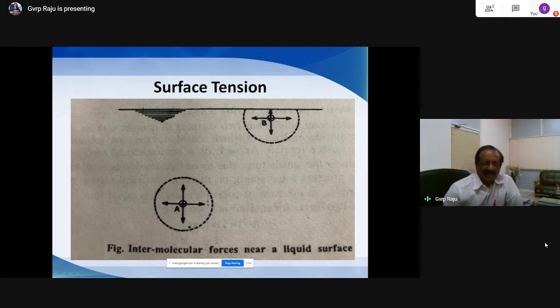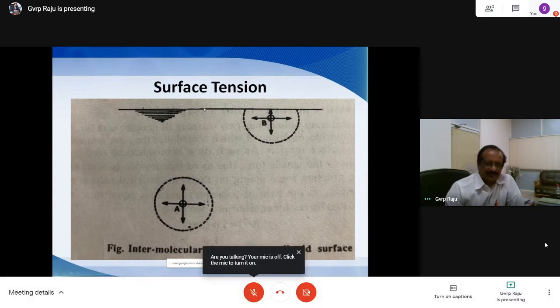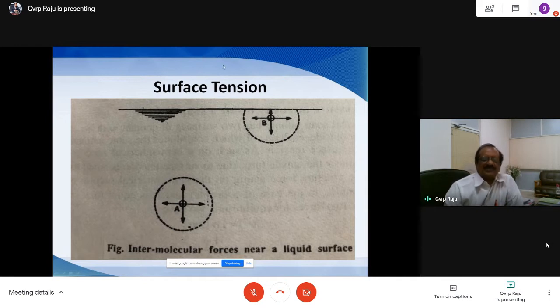So surface tension is defined as the force required to maintain a film of unit length in equilibrium at the surface. That's why it is called surface tension. It is at the surface. Normally we give the surface tension for air and water, for air and mercury, like that. As the molecules at the surface are not coming down, they are in equilibrium. The reason is it is held in equilibrium because of the upward force due to surface tension.